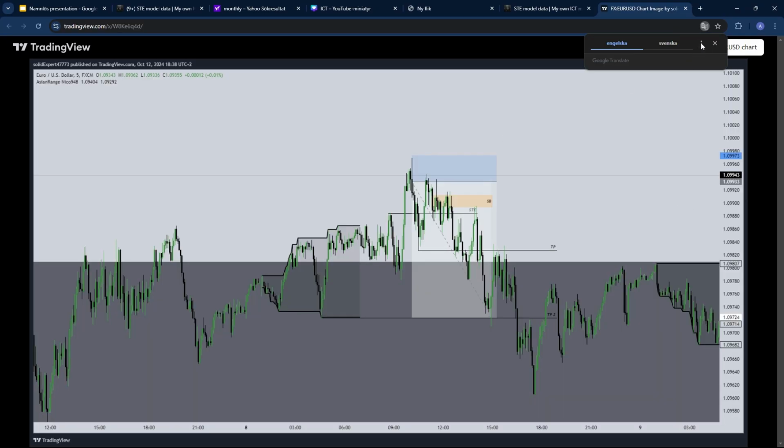So let's actually go in and click on this. You can see the STE model, right? We had the 9:30 high right here. You can see 9:30, I think this was. But it was in that period as well. You can see this high sweep right here.